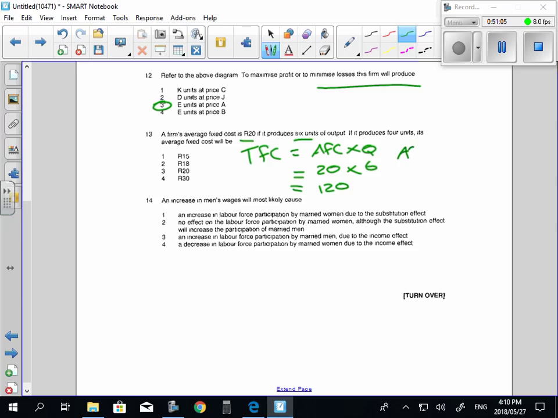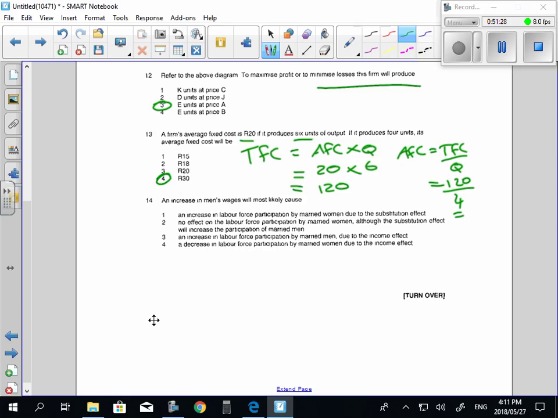Okay? Now they want us to calculate our average fixed cost for 4 units. So average fixed cost is equal to total fixed cost divided by quantity. 120 divided by 4, 30. Remember, your total fixed cost does not change. Okay. Your average fixed cost changes by the amount of units that you divide it by.